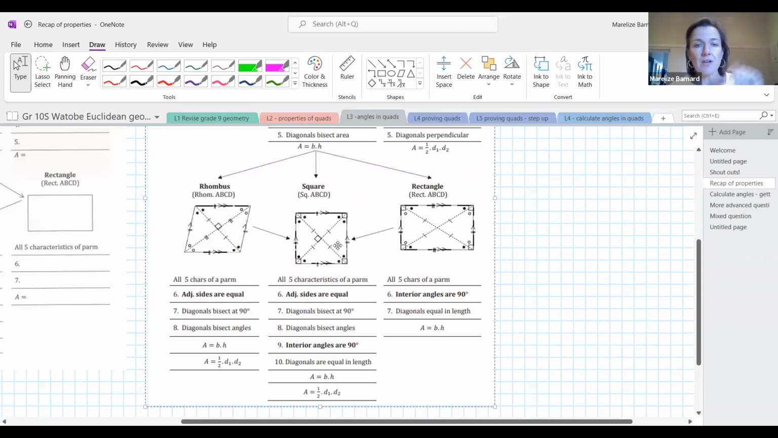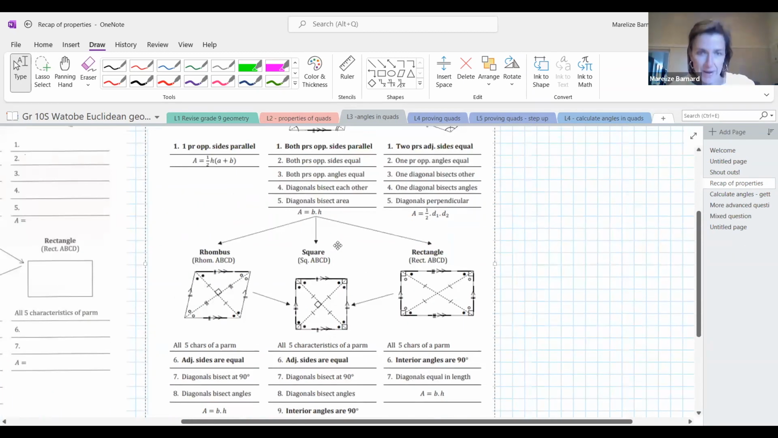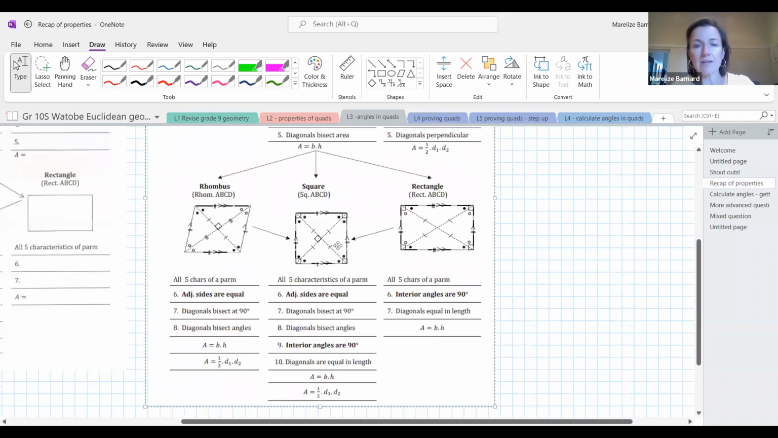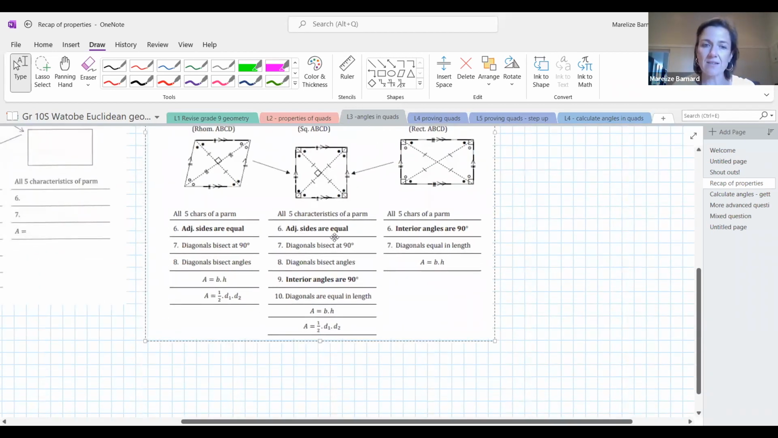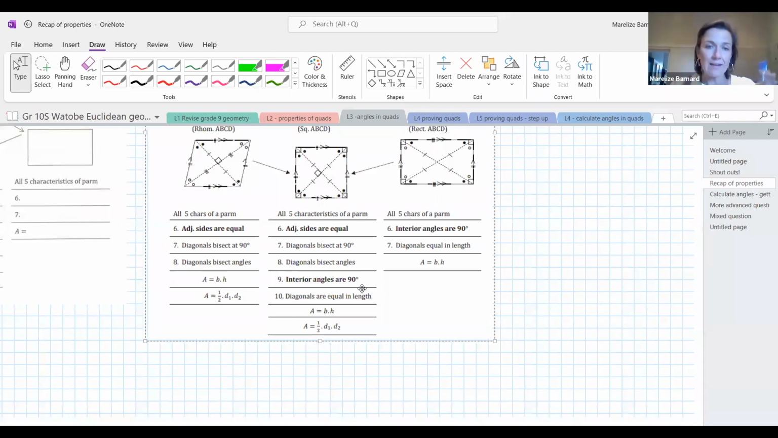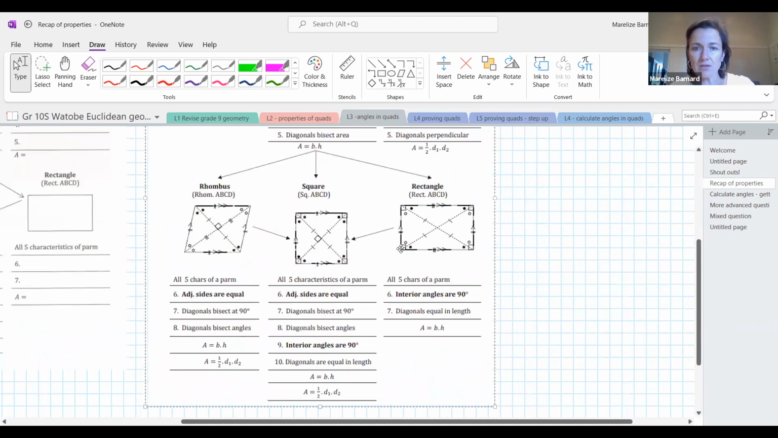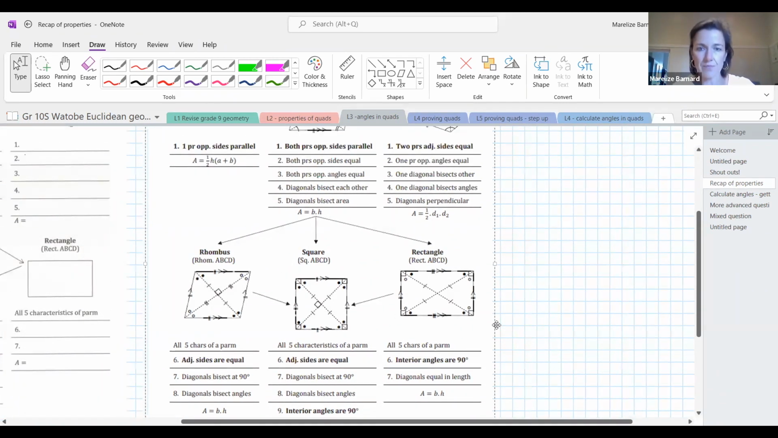Okay, so a square is a parallelogram, so it's got all the properties of a parallelogram plus these additional ones. Adjacent sides are equal and the interior angles are 90 degrees. So if we're going to define a square, we define it as a parallelogram with adjacent sides equal and interior angles that are 90 degrees. That's the definition of a square. And then lastly, the rectangle. The rectangle is a parallelogram with interior angles that are 90 degrees.